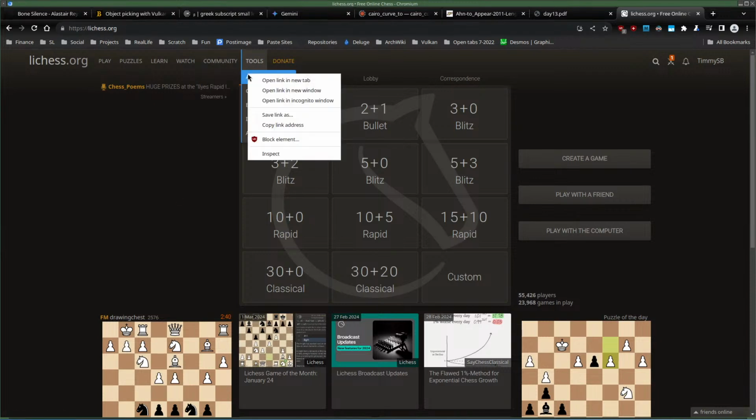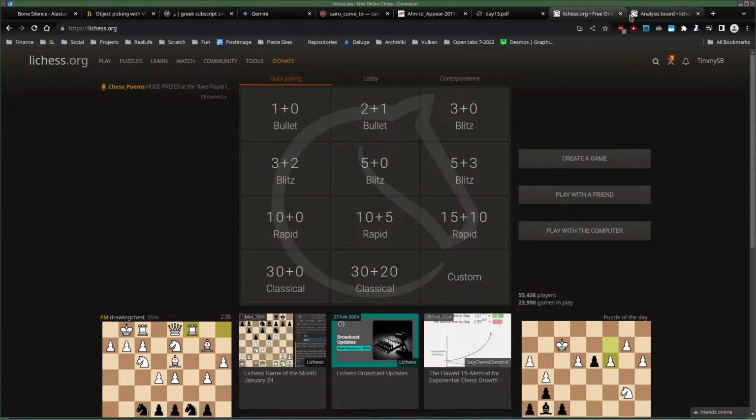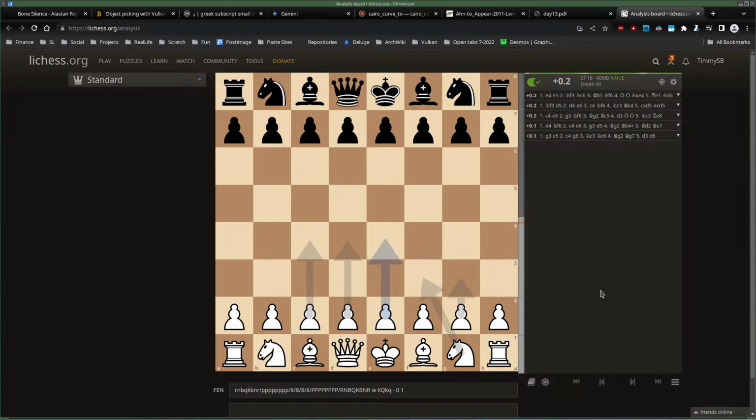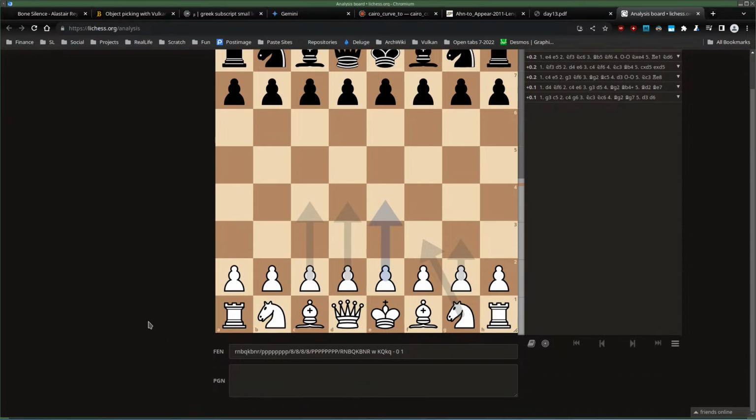Analyze board, and that doesn't work. Open a new tab. Close this tab. Turn on. Okay, I had black, so where's that button? Seriously?